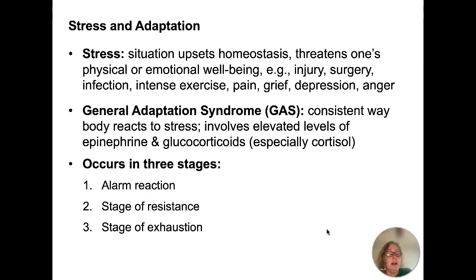Stress. Stress upsets homeostasis. It threatens your physical and emotional well-being. These are things like injury, surgery, infection, intense pain, grief, depression, anger, or just generally being in college. So try and get a hold of the stress because it creates a bunch of endocrine hormones.